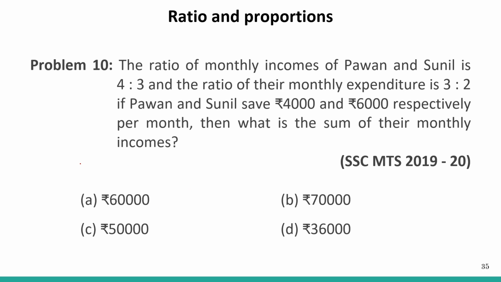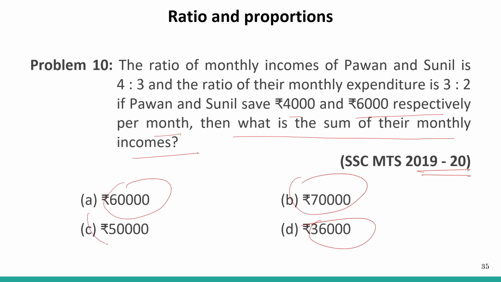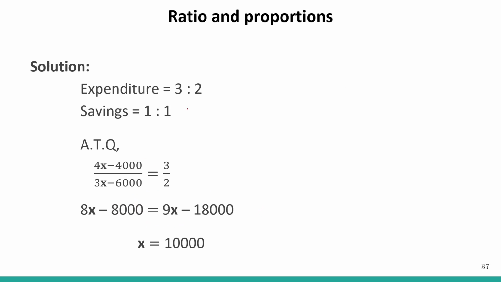The ratio of monthly incomes of Pawan and Sunil is 4:3 and the ratio of their monthly expenditure is 3:2. If Pawan and Sunil save 4,000 and 6,000 respectively per month, then what is the sum of their monthly incomes? This question has been asked in the SSC MTS 2019-20 exam. So is it 60,000, 70,000, 36,000 or 50,000? Let's see. Given that the income ratio is 4:3 and expenditure is 3:2.